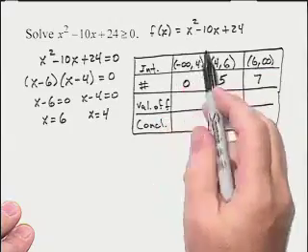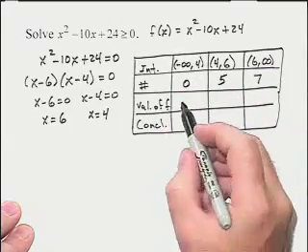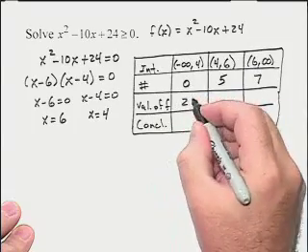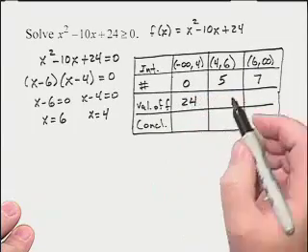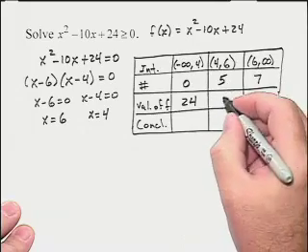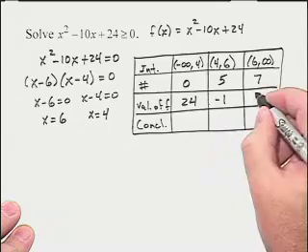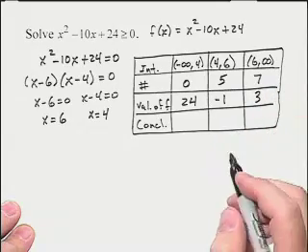We evaluate our function f of x at each of these values that we've chosen. We get that the function in the first interval, when x is 0, is equal to 24. In our second interval, when x is 5, the function is negative 1. And in the third interval, when x is 7, the function is equal to 3.